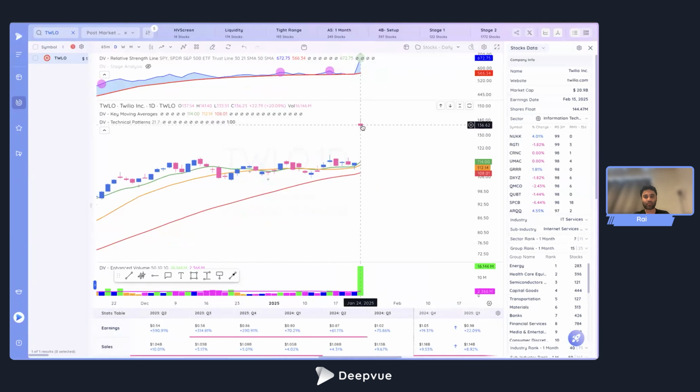If it opens above the prior day's close, that means it's going to trade in the wick. And you want to see it open in the 137, 136 area, go up, rally and take out 140 and close above 140. So I would start watching for that open.